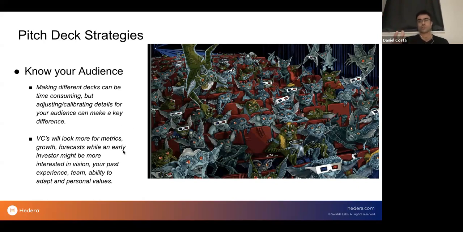So they're just looking at numbers. It doesn't matter, you're already at a different stage, and they're just going to pin down all those details and ask the hard questions. An early investor might be interested in vision, right? Your past experience, your personal values. Who are you? What is your ability to adapt and move forward, right? Because they're investing in a very small seed that can grow into something much bigger.